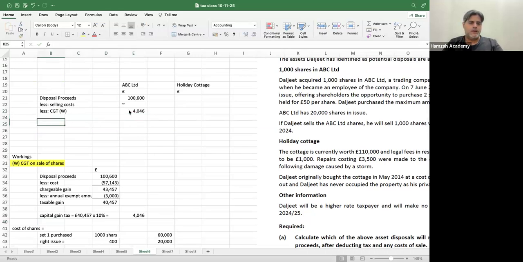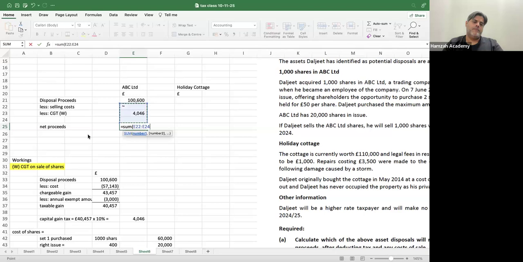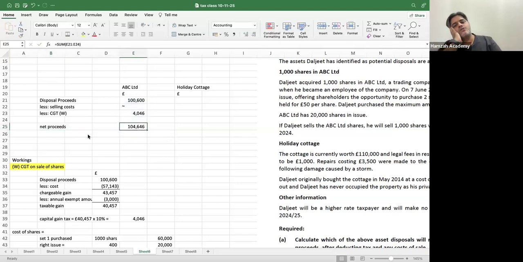So my gain tax here is going to be 4,046, and my net proceeds are going to be 104,646. All right, these are going to be my net proceeds.